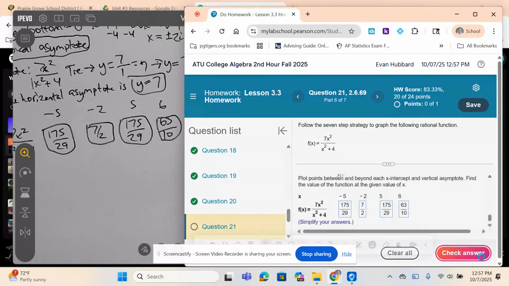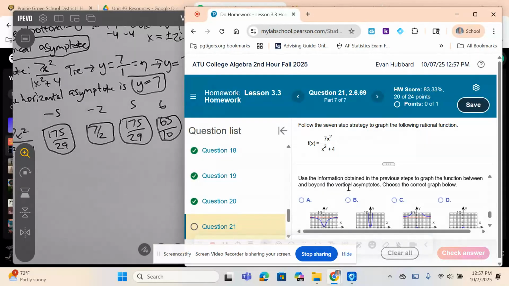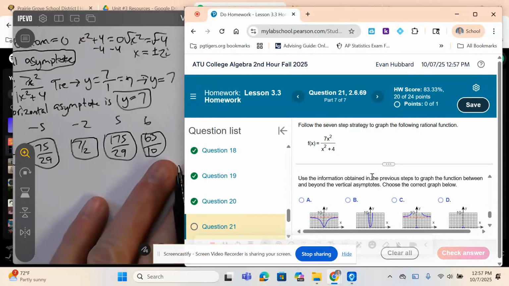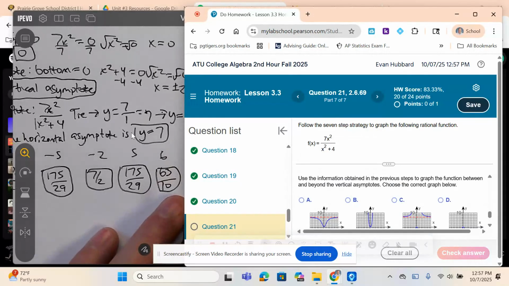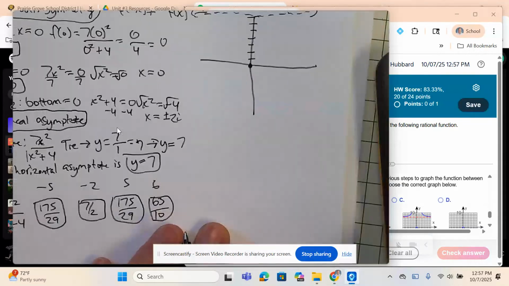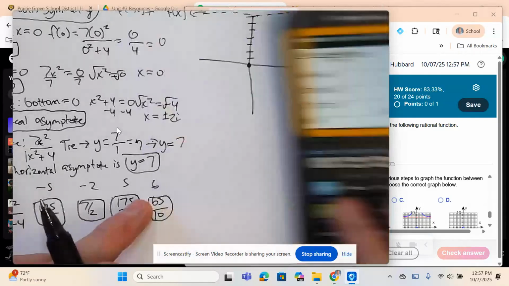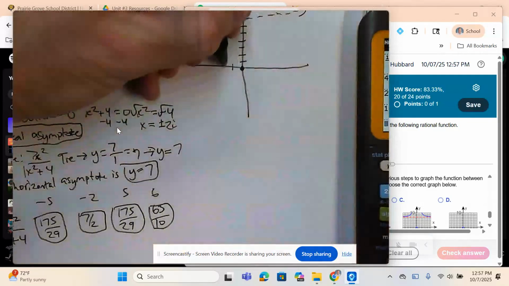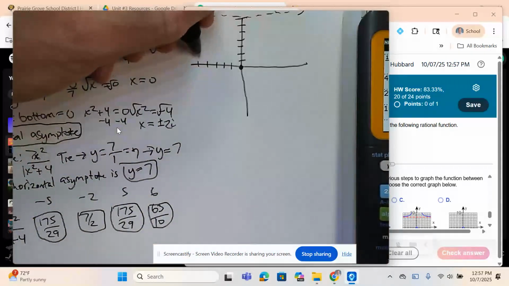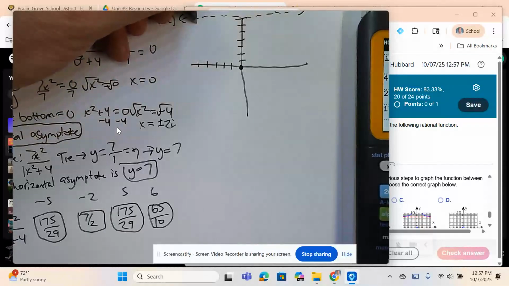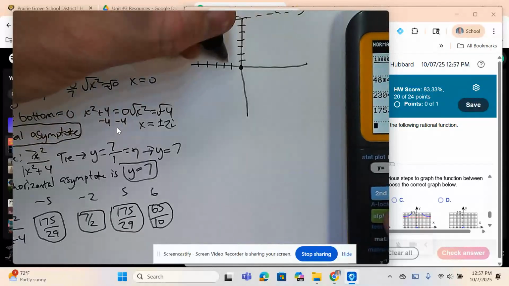Okay, check answer. Excellent. And graph. Now, y'all know what the graph looks like. I should have been plotting those points. I need to have an idea. 175 divided by 29, that's 6.03. 1, 2, 3, 4, 5. 6.03, so that's over here. 4.5.